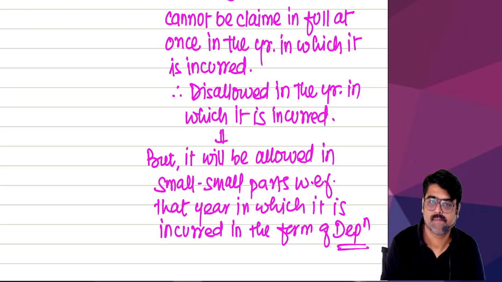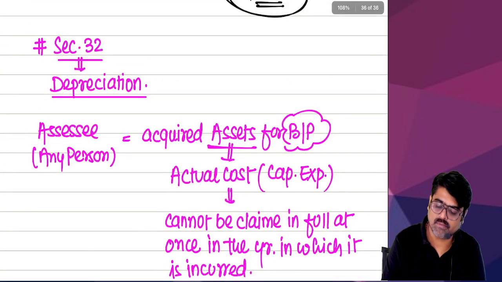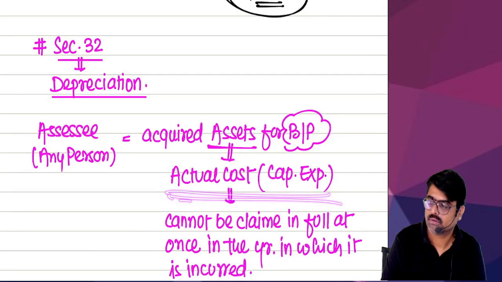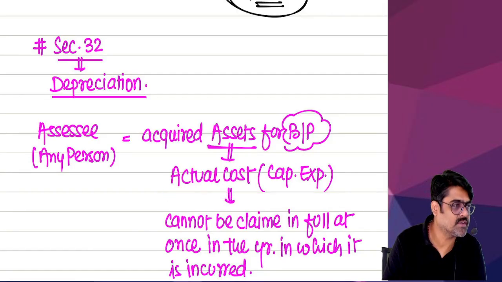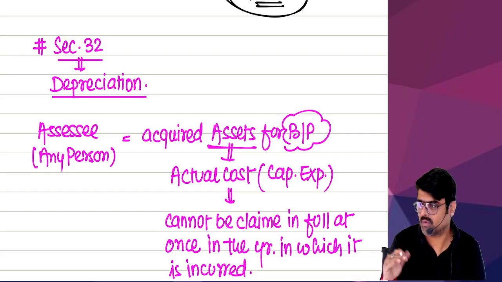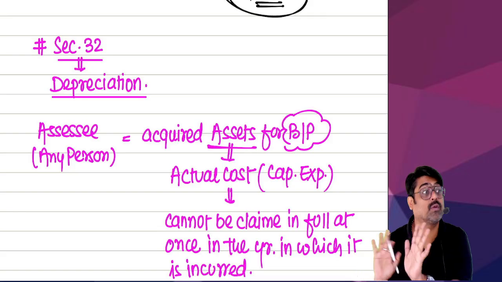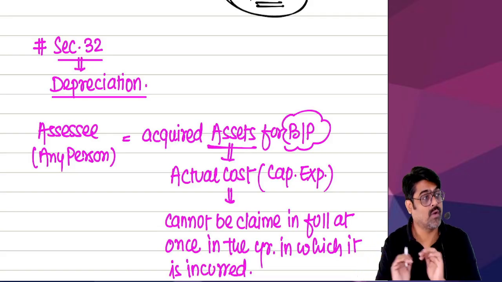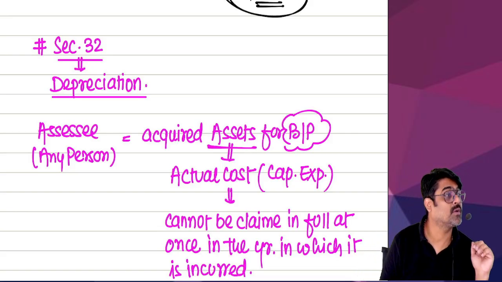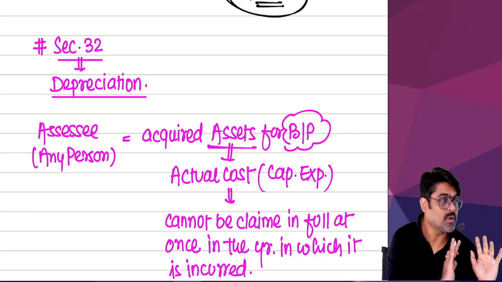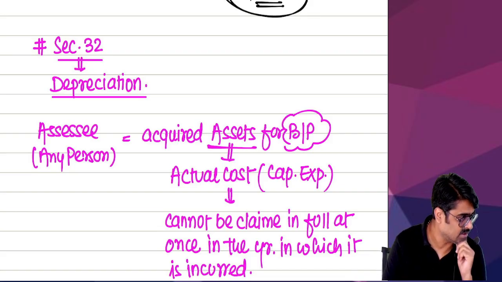Understanding? Now, do you want to claim this cost in the form of depreciation? Or you want to leave this amount? Would you like to claim this amount as a deduction in the form of depreciation? See, right now this amount is disallowed. We are not going to allow you fully, but we are going to allow you in small parts. So you want to claim it as a depreciation?